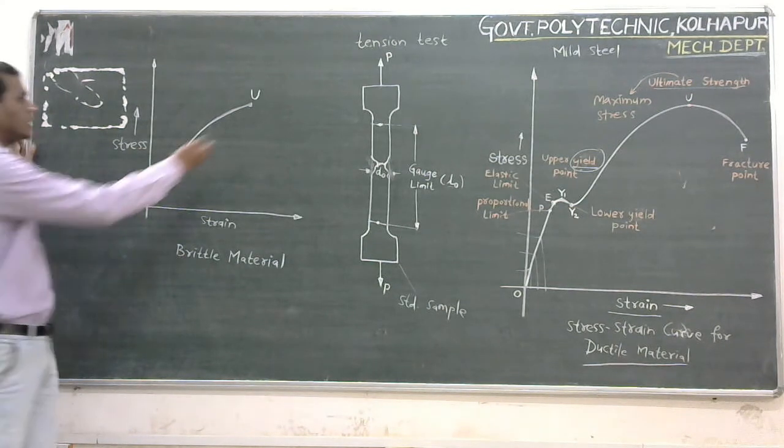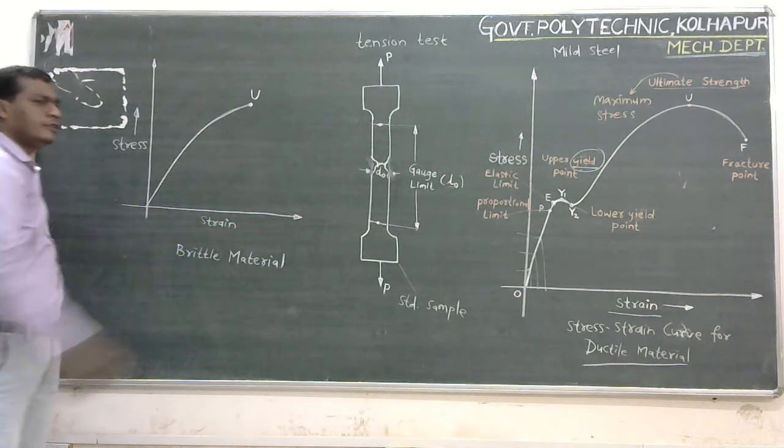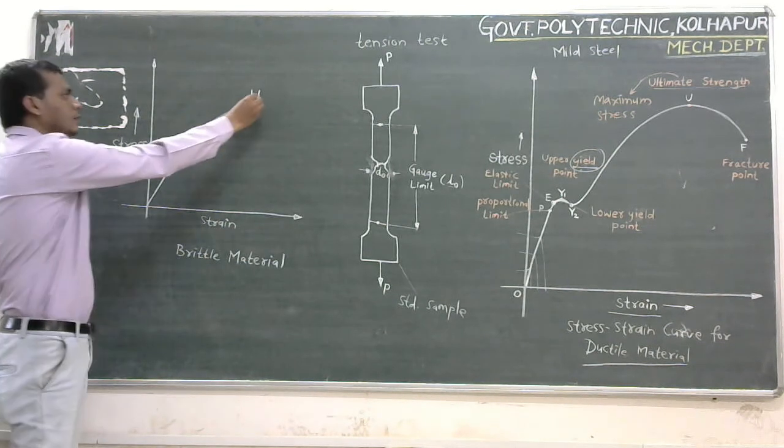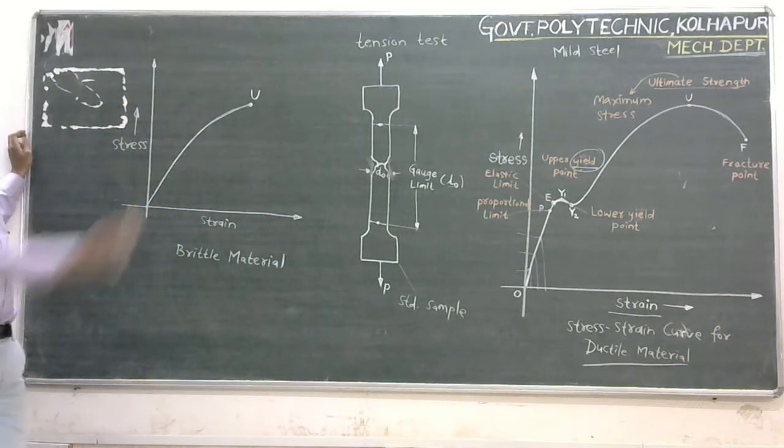So in that case, there is only one very significant point, that is the ultimate tensile strength. Okay, so there is no other point in this curve.